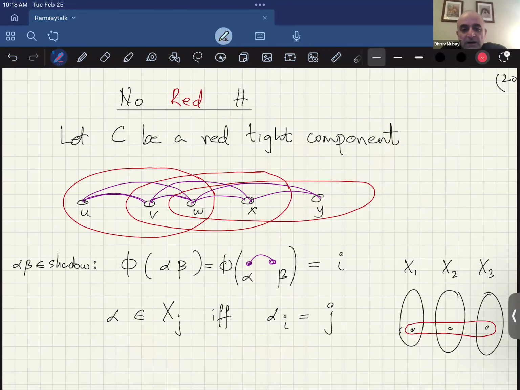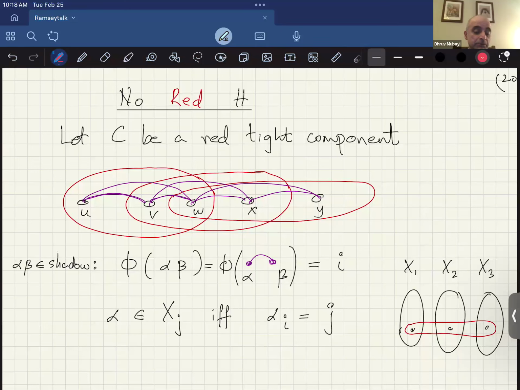I'll prove only the easy part; I won't prove the hard part. I'll prove that there's no red copy of H. And all I have to show is that if you have a tight component, it's going to be 3-partite. If you have a red copy, it's going to be 3-partite.